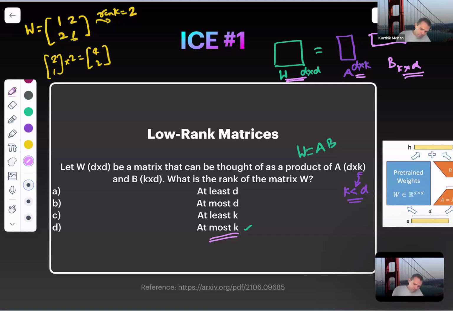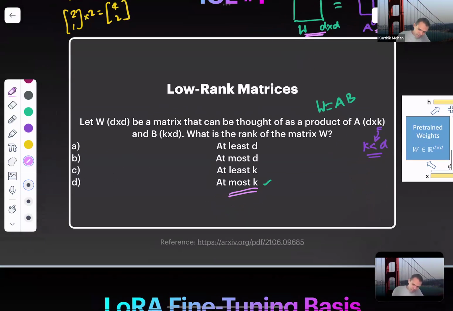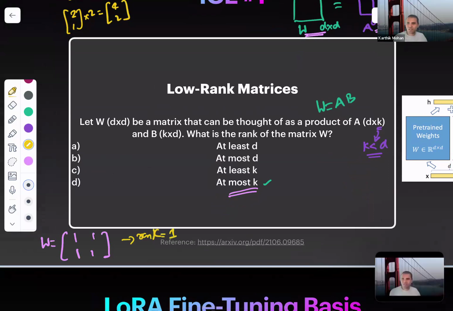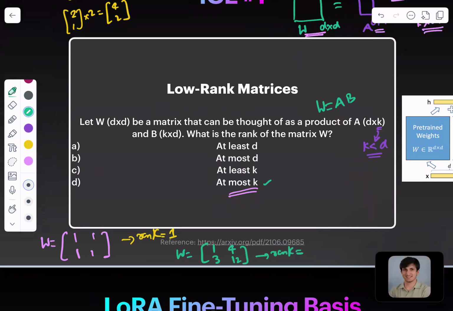Here's another example. Let's say W is 1, 1, 1, 1. What's the rank of this matrix? 1. You can see the second column is the same as the first column. So they're linearly dependent. You can also look at another example. If I have 1, 3, and then I have 4, 12. What's the rank of this? Also 1.